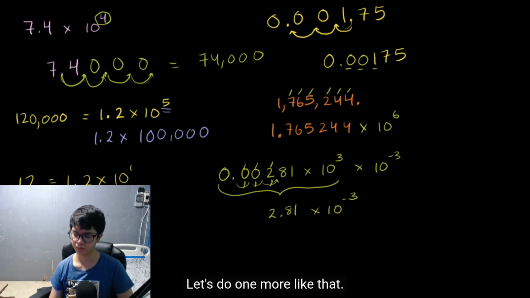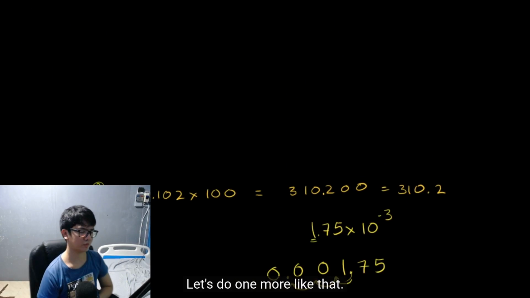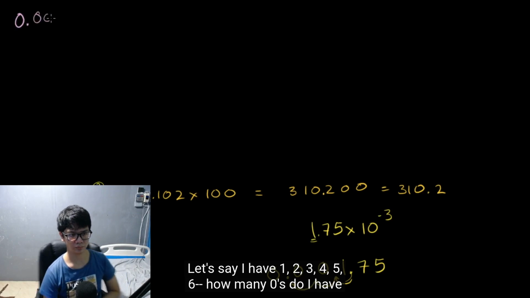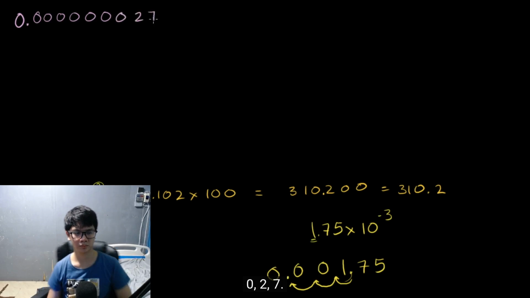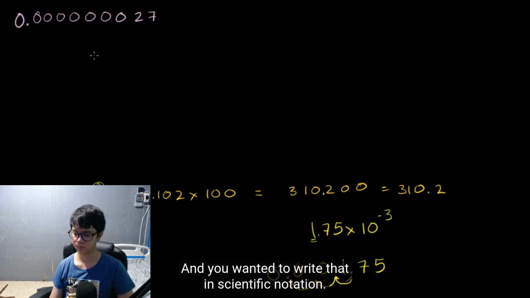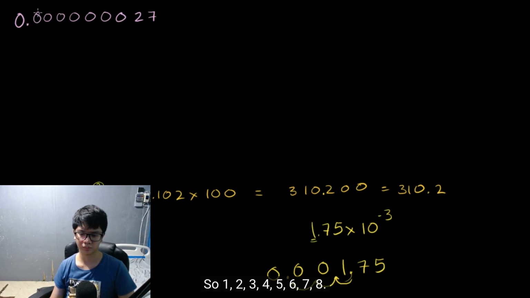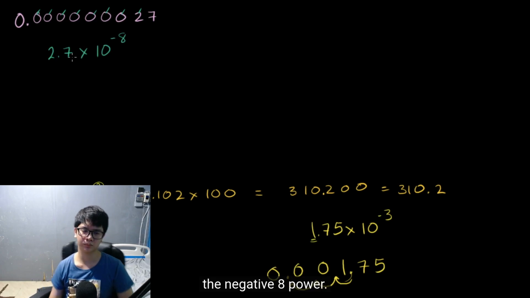Let's do one more like that. Let's say I have 0.000000027, with 1, 2, 3, 4, 5, 6 zeros and then 0, 2, 7, and you want to write that in scientific notation. Well, you count all the digits up to the 2 behind the decimal. So 1, 2, 3, 4, 5, 6, 7, 8. So this is going to be 2.7 times 10 to the negative 8th power.